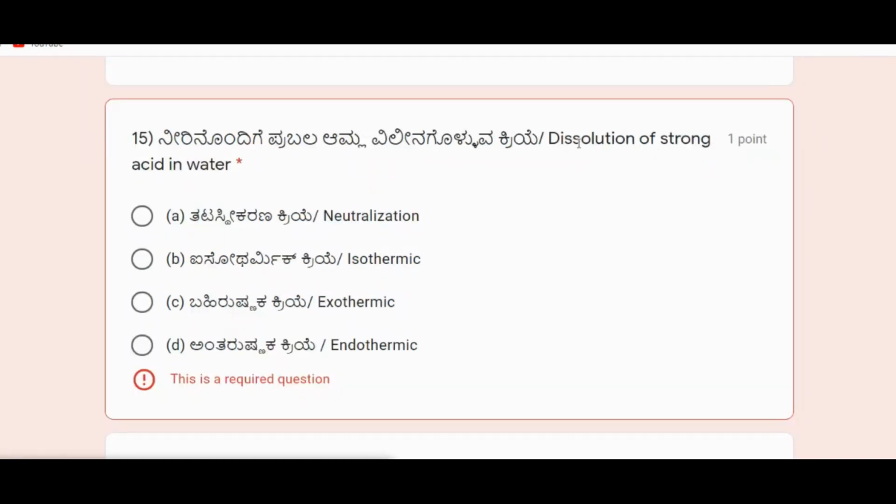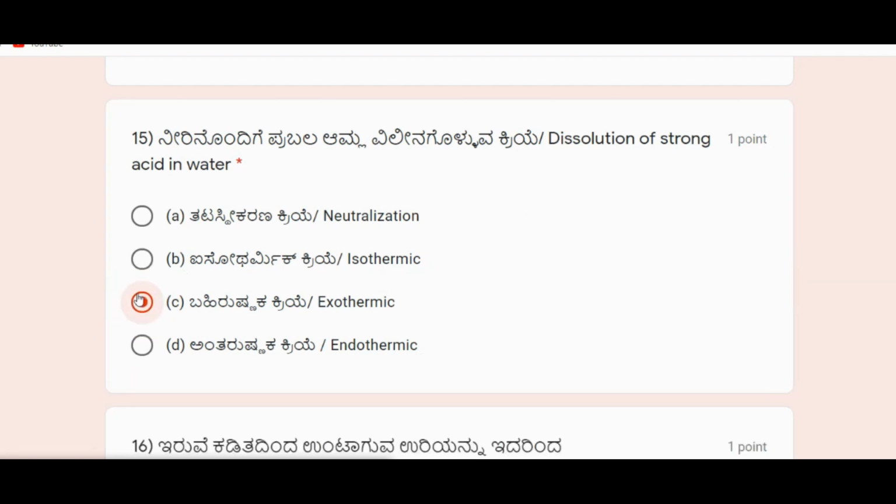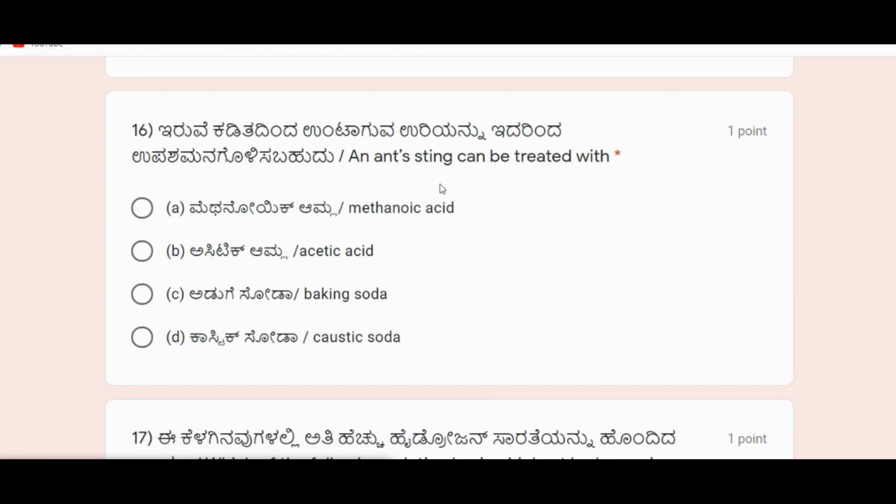15th question. Dissolution of strong acid in water. The four options are neutralization, isothermic, exothermic, endothermic. So the correct option for dissolution of strong acid in water is exothermic. So C is the correct option. Moving on to the 16th question. An ant sting can be treated with methanoic acid, acetic acid, baking soda, caustic soda. The correct option for ant sting can be treated with is baking soda.